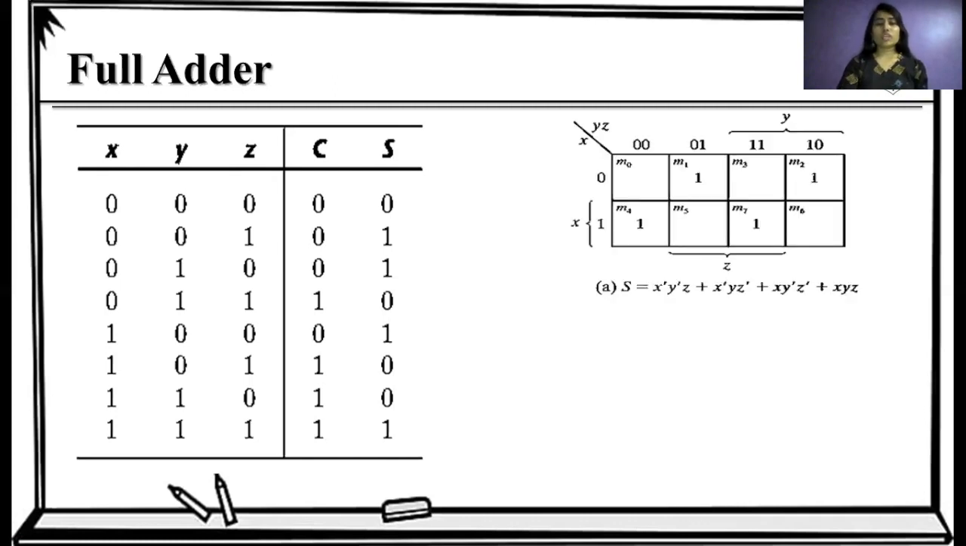So here we can plot K-map for sum, as we have to find the logical equation for sum and carry for the logical diagram. So here we have the equation of S is equal to x dash y dash z plus x dash y z dash plus x y dash z dash plus x y z. This is basically x XOR y XOR z.